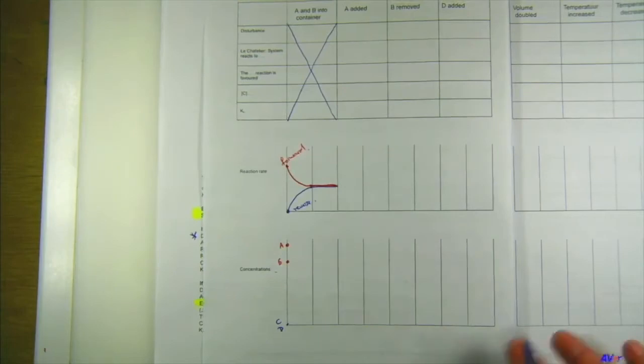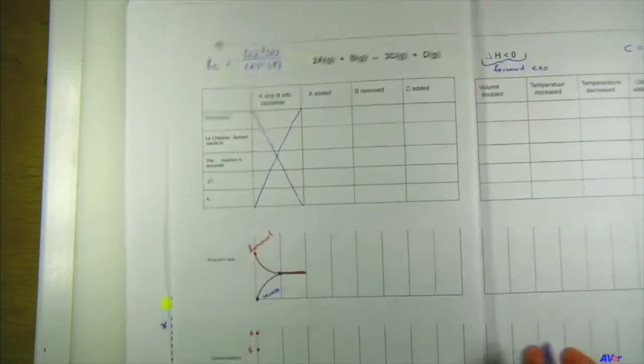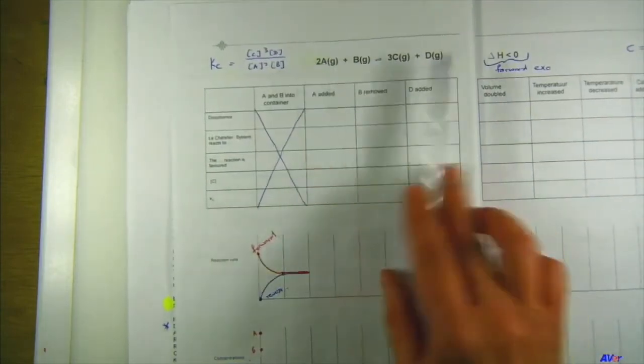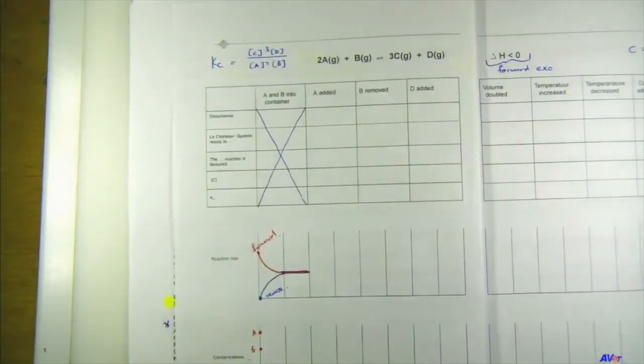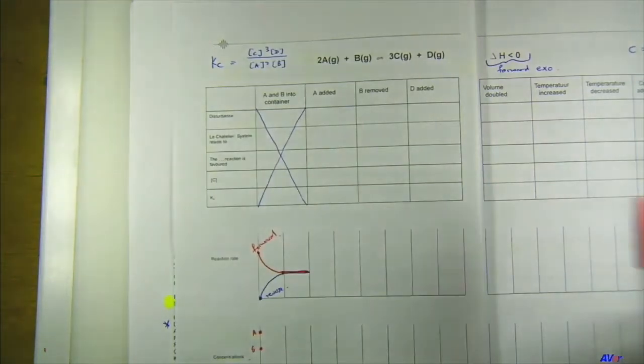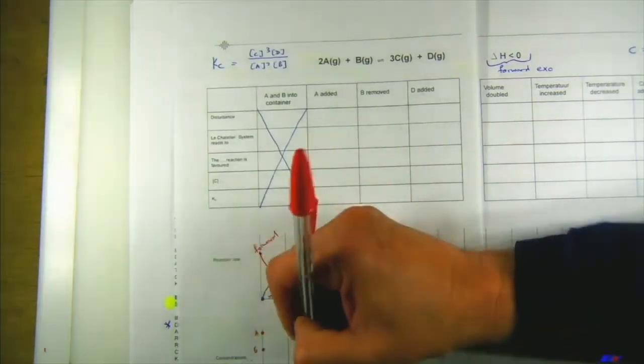Right, I only put A and B in there, so what's going to happen? The forward reaction is going to happen, and what's going to happen to A and B? They will decrease. So A will go down and B will go down.